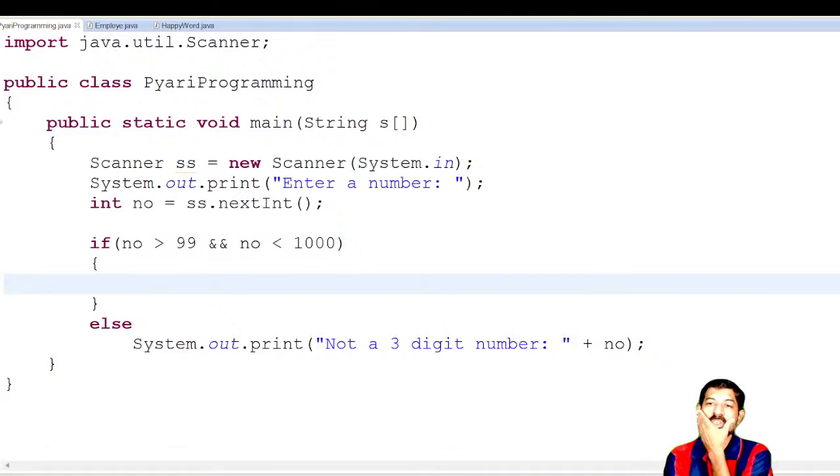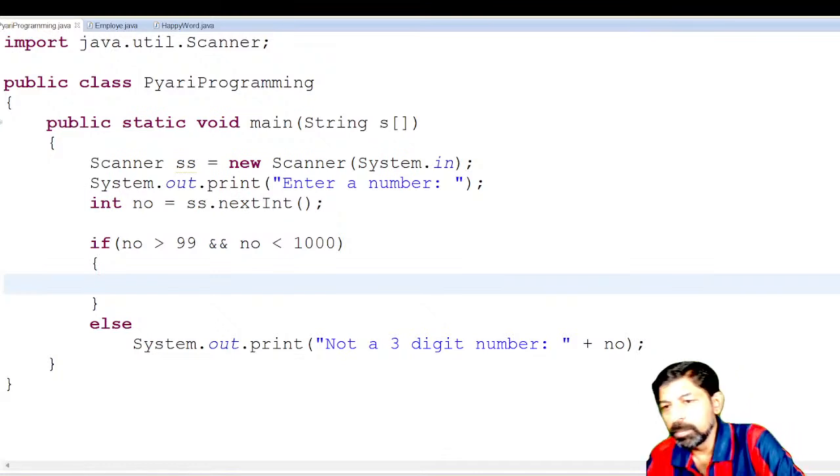अब middle digit का logic क्या है? Quickly. लॉजिक आपको ढूंढना है, नहीं तो मैं बता दूंगा आपको. Nobody is having an idea regarding this, how to get the middle digit.